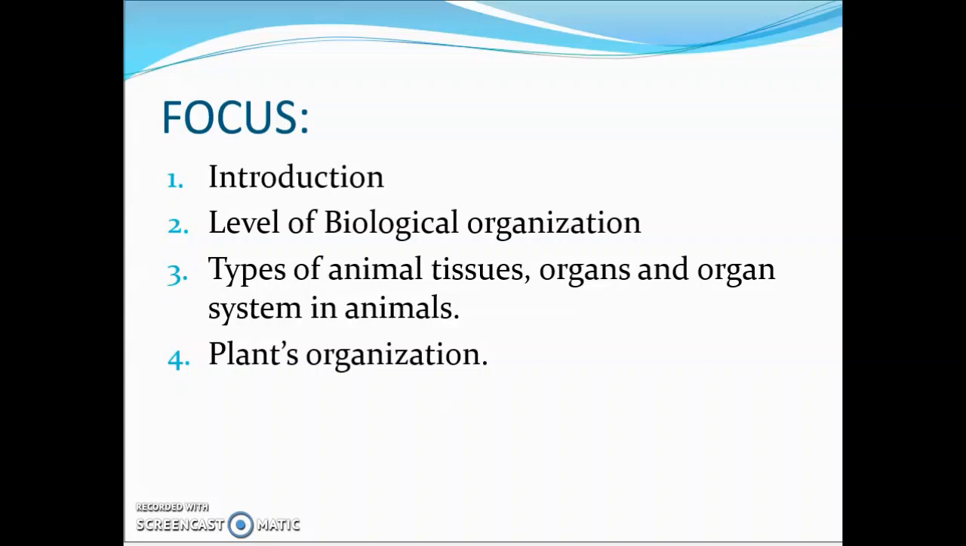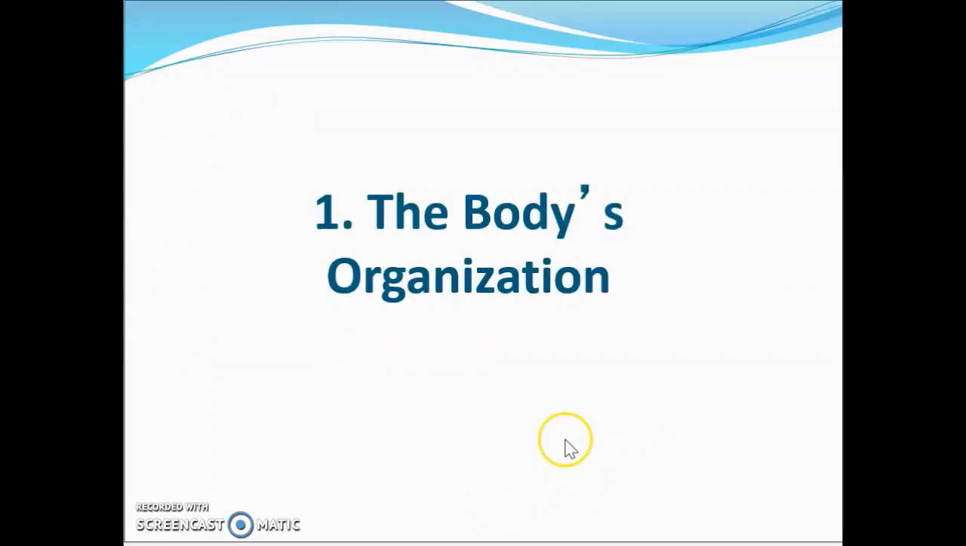In chapter 1, we will discuss topics which are related to body organization. Before we discuss in detail, we shall look at the focus of this chapter. First, the focus of this chapter will be levels of biological organization, types of animal tissue, organs, and organ systems in animals, as well as plant organization.